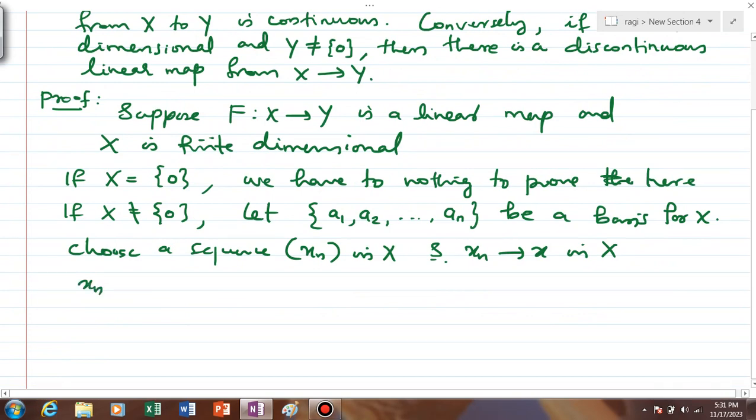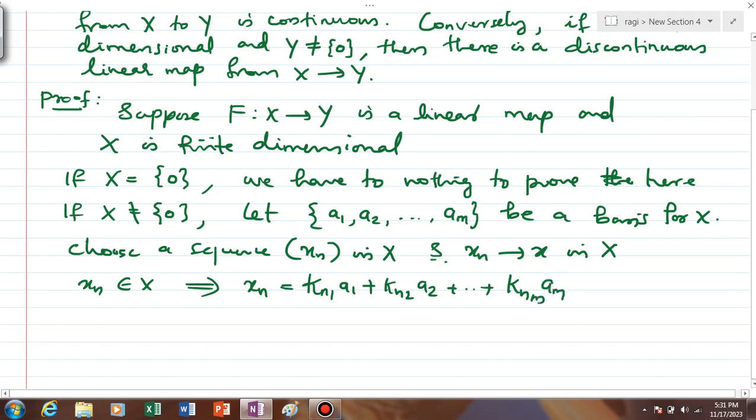Each xn is an element of capital X, right? So each xn can be written as a linear combination of these basis elements a1, a2, ..., am: xn = kn1 a1 + kn2 a2 + ... + knm am.